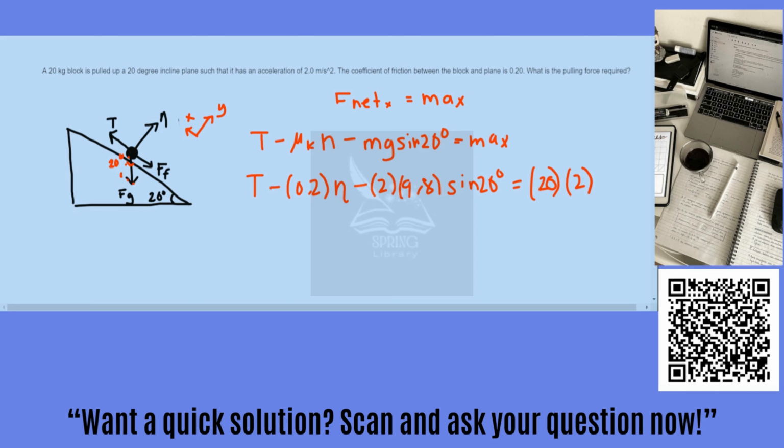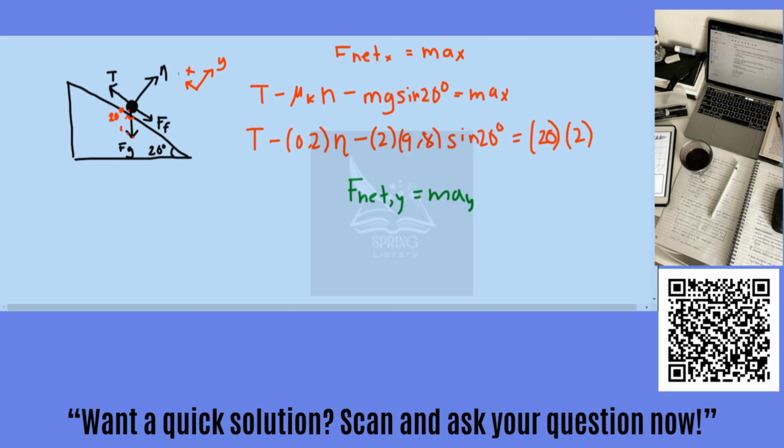Okay, and then let's do the equation for the y direction. So that's going to come from F net y equals m a y. The acceleration is 0 because we're not accelerating down into the plane or away from the plane. So that's going to equal 0 here. And the two forces in the y direction are the normal force and then the y direction of the gravitational force. So that's mg cos 20.